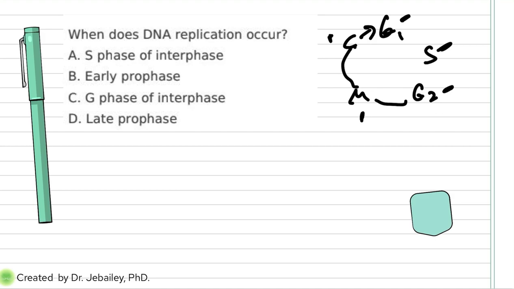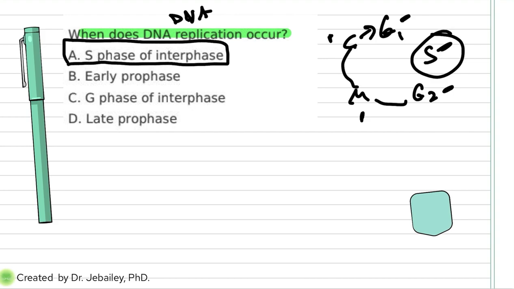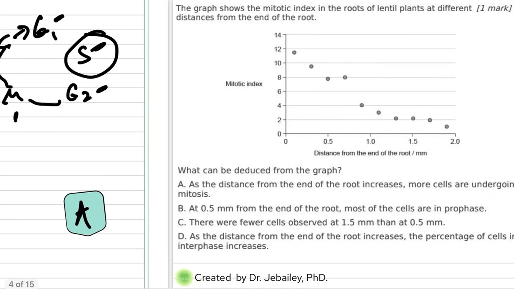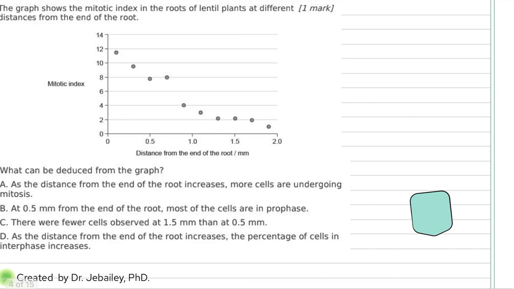Now, we're looking at the question. It says, when does DNA replication occur? DNA replication means I am making a copy of DNA, and that happens in the S phase. So you can see that the only answer we have here is A, because that's the S phase of the interphase, and that's the answer. Now let's go to the next question.